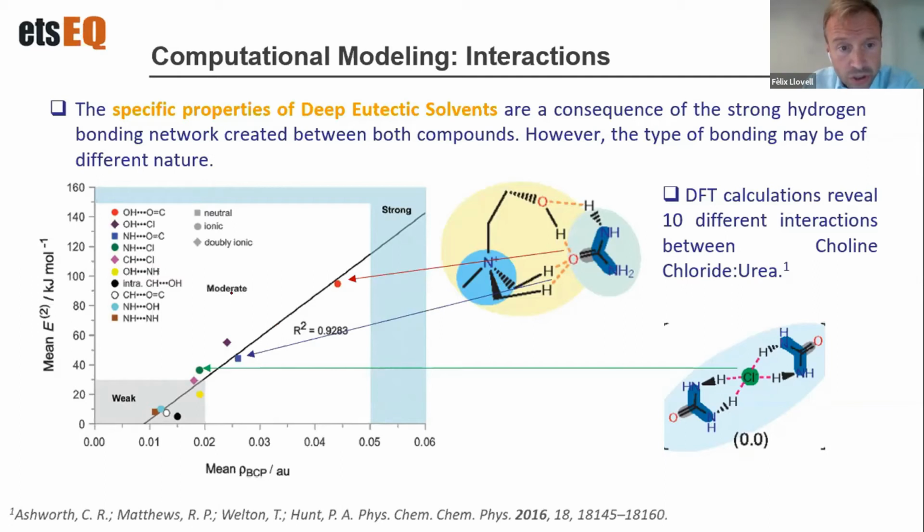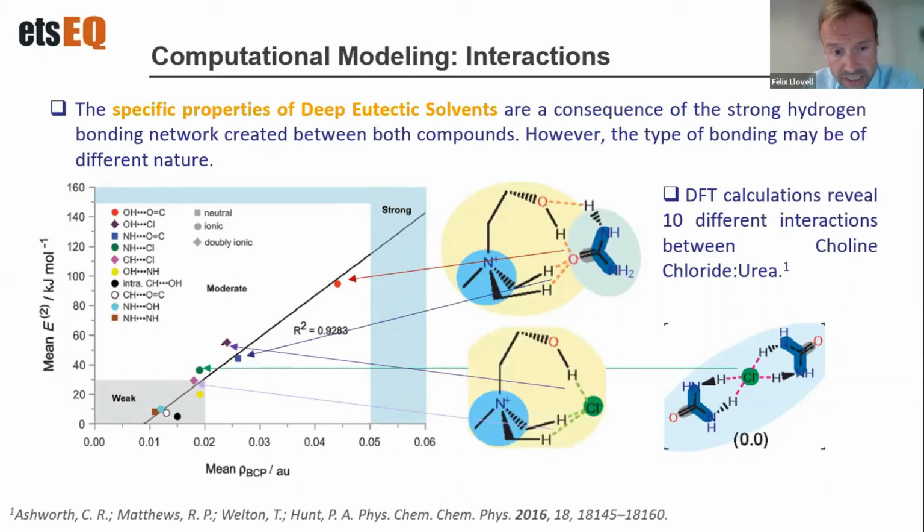Also, it is important to notice that, as mentioned, there are different types of bonds related to the nature they have, doubly ionic or neutral. There are still two other effects that are important, in this case only related to the choline chloride molecule without urea. One related to the chloride interaction with the OH, and another one related to the hydrogens with the chlorides, the famous tripodal arrangement of the choline chloride molecule.